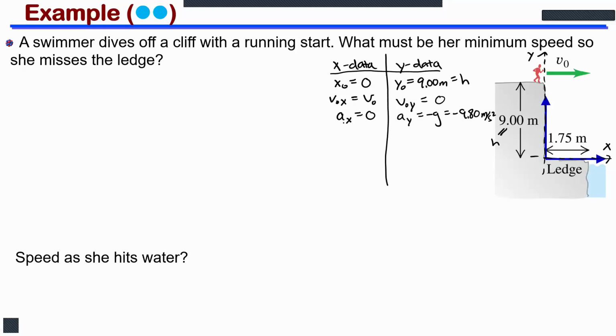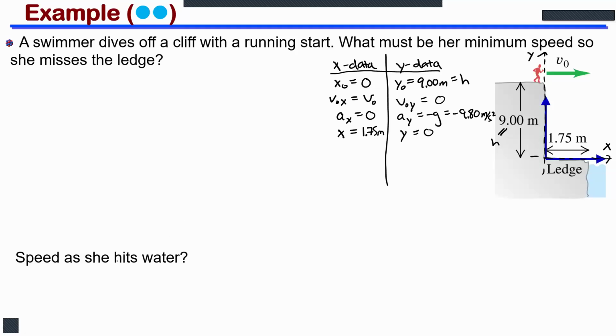And then what else? Well, we could talk about final positions. So she wants to clear this ledge. So at a minimum, we should set x equal to 1.75. And then when we're at that x, we're at y equals 0 in our coordinate system.